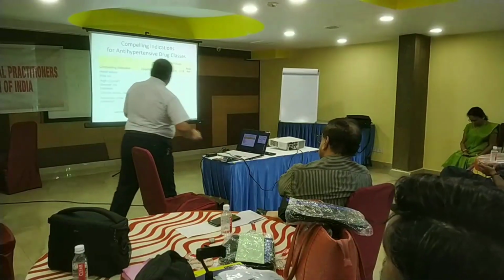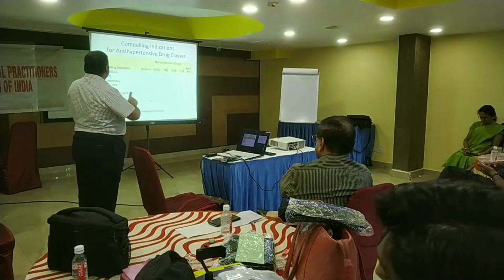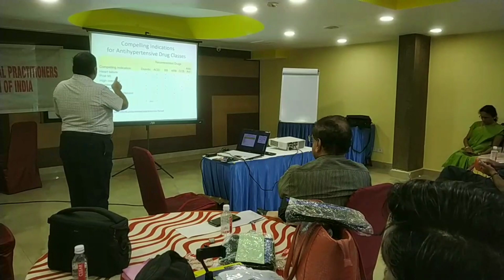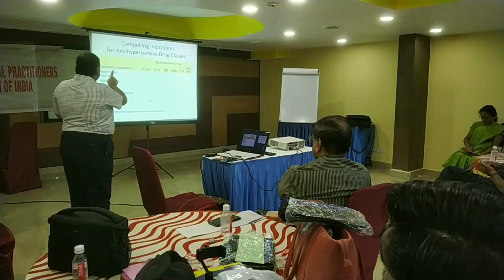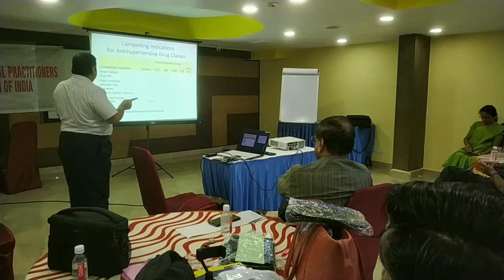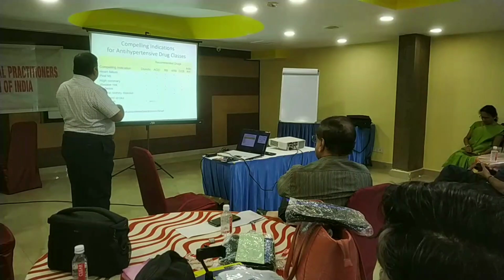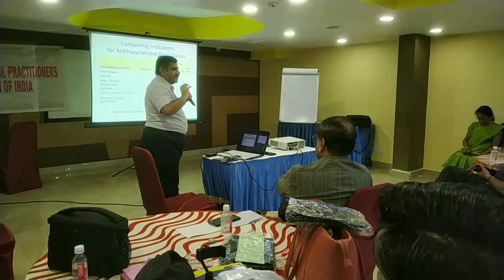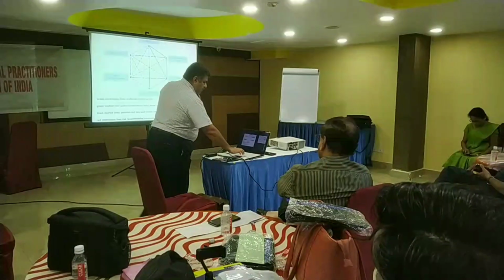The compelling indications are in heart failure, as I said, when a beta blocker must be there. In coronary artery disease, it should be there. But for stroke prevention, a CCB is much better. In a diabetic, an ACE inhibitor or ARB will reduce the chance of nephropathy. So there it is better.